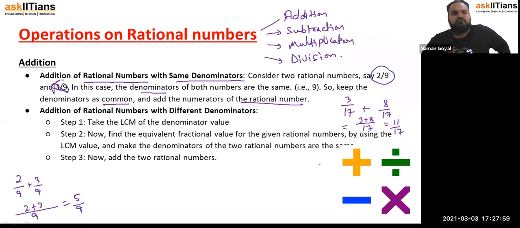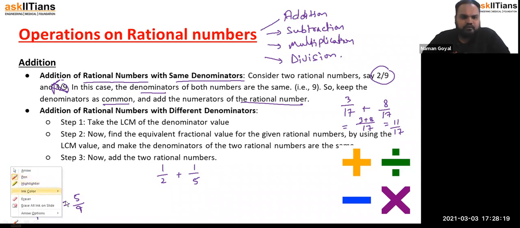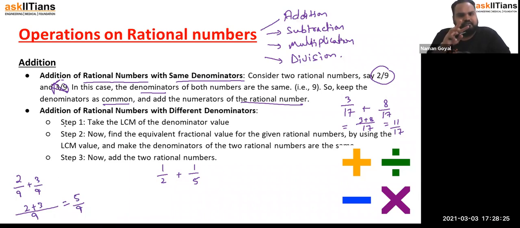Now next, when you want to add two rational numbers whose denominators are different, right? For example, if we have 1 upon 2 and 1 upon 5, we have to add these two rational numbers. Let me select the pen first. There are three steps, so listen carefully. Step one, take the LCM of the denominator values. In this question, we have the denominators 2 and 5, so we have to take the LCM of 2 and 5.